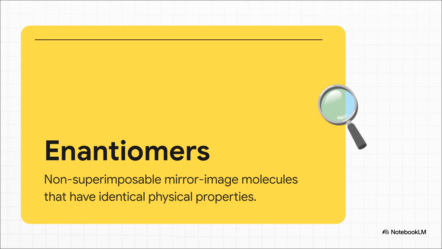Now here's why this is so incredibly important. Physically, they're identical. Same boiling point, same density, the whole deal. But our bodies are also chiral. Our enzymes, our cell receptors, they're built to recognize only one hand. This means the right-handed version of a drug could be a lifesaver, while the left-handed version might do nothing, or in some famous cases, could even be incredibly harmful.